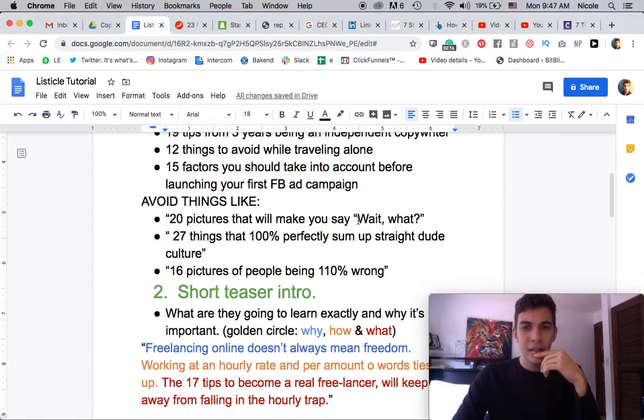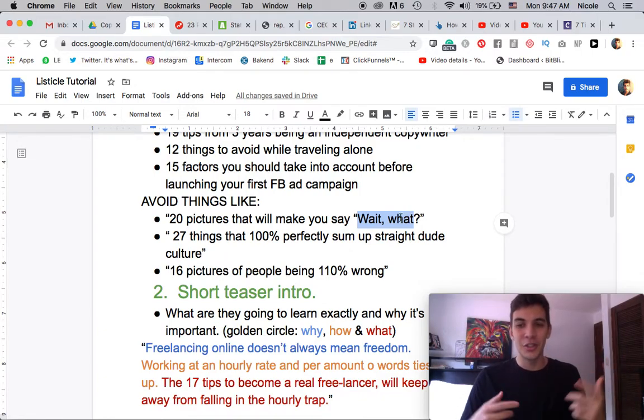Does this apply to my case? Am I gonna say, wait, what? I'm gonna see, right? I'll tell you, I'm the judge. You don't know anything. I'll tell you if these pictures are gonna make me feel like, wait, what?